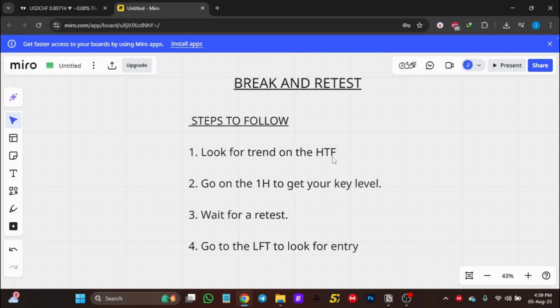All right. And then when you've determined the trend, you go to the 1 hour to look for your key levels. My key levels are usually support and resistance. All right. And then order block. I use order block sometimes for my key level, and then I just wait for price to break it, and then we come back to retest it. And that is number 3. When price retests, I go to the lower time frame to look for my entry. That's number 4. So let me show you what I'm talking about.